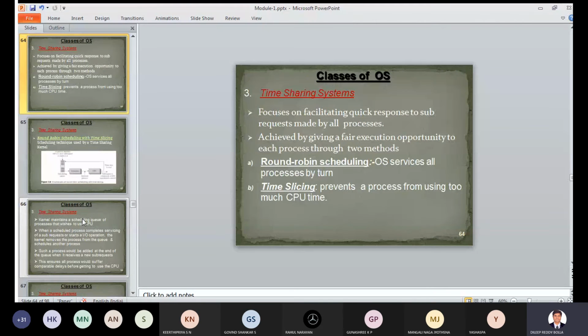Now let us look at time sharing systems. Time sharing systems is a very simple technique. How do we understand time sharing systems? Any idea about time sharing systems, anyone?